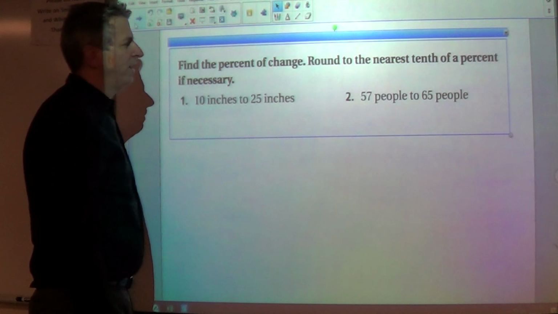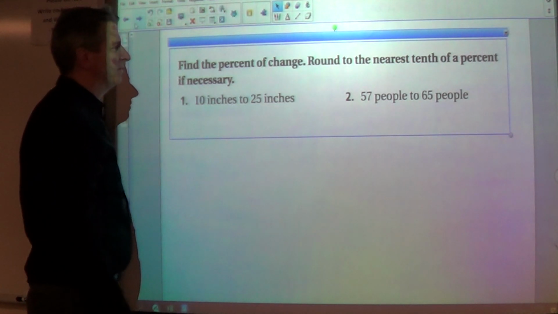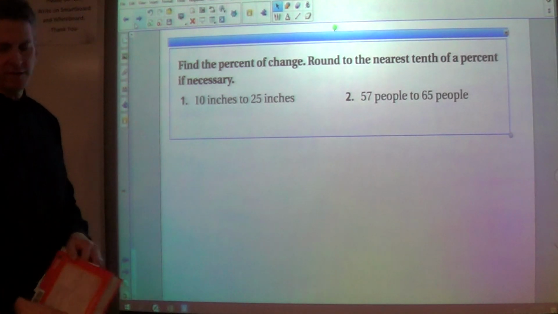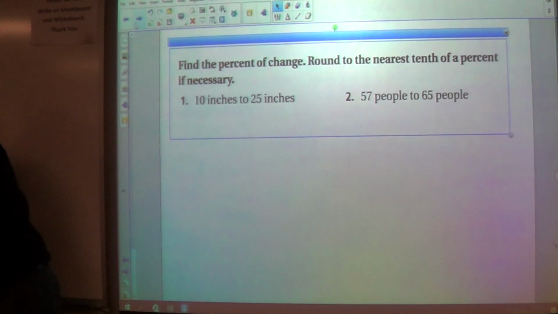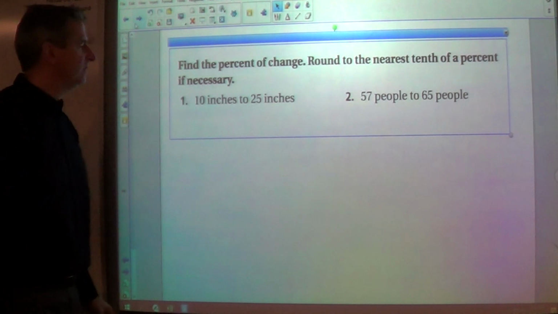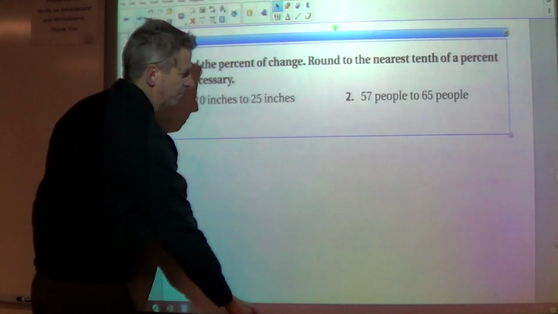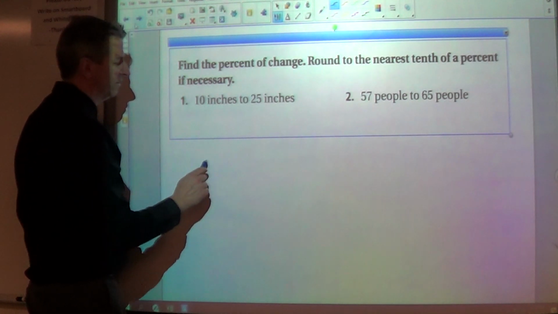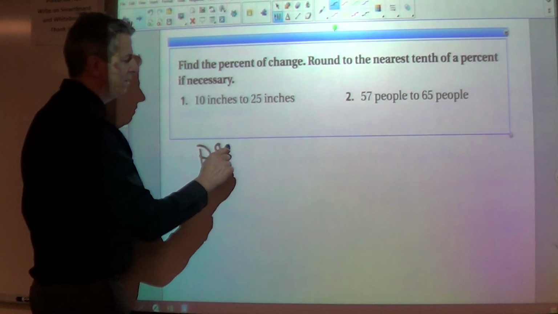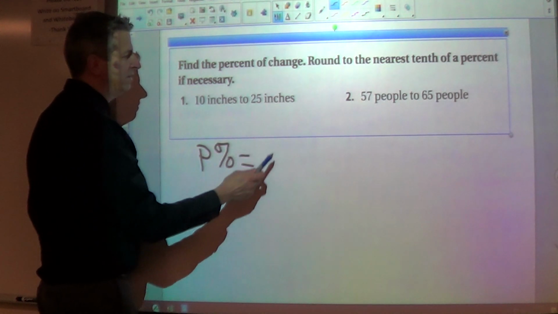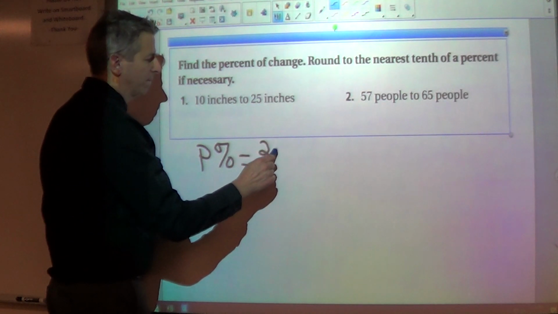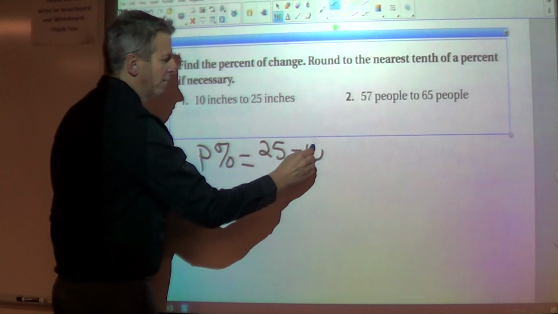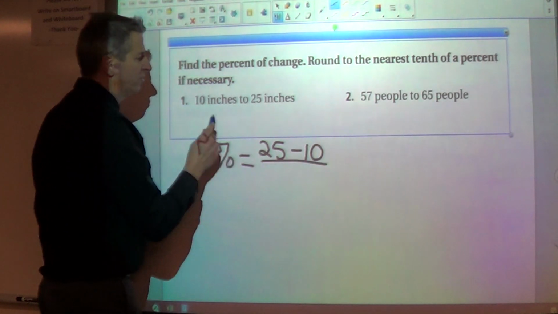So let's try these together before you go to your lesson. Find the percent of change. Round to the nearest tenth of a percent if necessary. Okay, number 1. It says 10 inches to 25 inches. So this is a percent increase. We're going to take the new amount, 25, and subtract the old amount, 10, and then divide it by the original amount, 10.